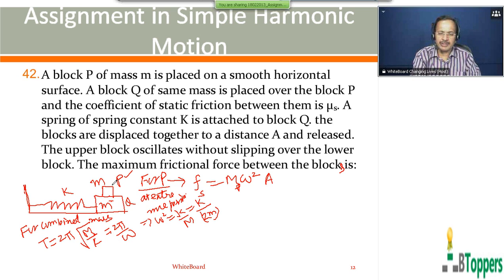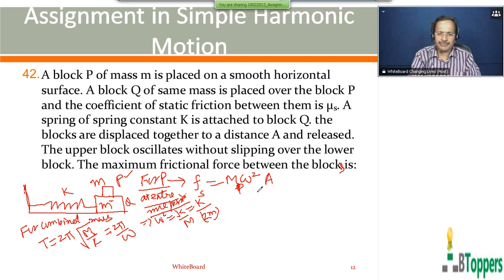The resultant force on block P in the horizontal direction is equal to the force of static friction on block P by block Q. The only force which acts on block P in the horizontal direction is static friction on P by Q. From Newton's second law, that should be equal to the product of the mass of block P and its acceleration. When the block reaches one of the extreme positions, the magnitude of acceleration is maximum, which is equal to omega squared times A, where A is the amplitude of oscillations.